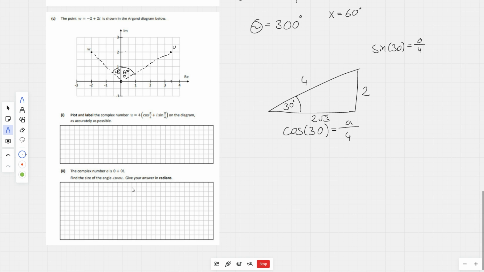Now it's asking for our answer in radians. So we're just going to switch those. I'm going to say pi over 4, again using page 13, plus pi over 3. And then if we do that, pi over 4 plus pi over 3, that will give us an answer of 7 over 12 pi.